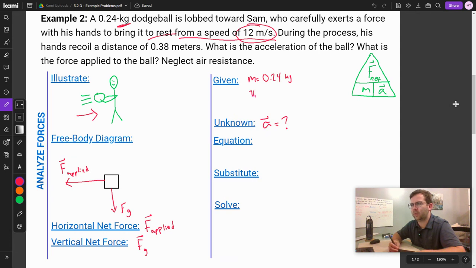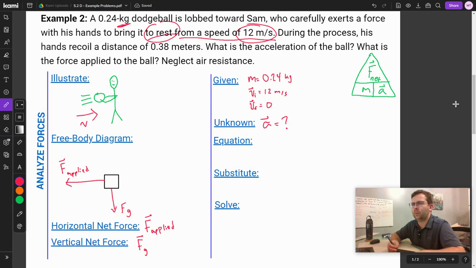So the initial velocity of the ball is 12 meters per second, and that's to the right. So it's positive to the right, as you can see over here. This is the velocity. And then it says it's brought to rest, right? And so that gives us info about the final velocity of the ball, that is 0.